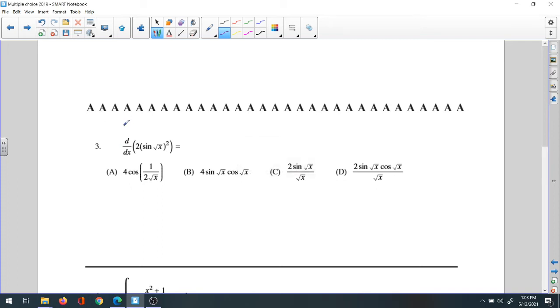Okay, we have question 3. Find the derivative of 2 sine square root of x, squared. So we're going to write the function here: d with respect to x of 2 sine square root of x, squared. It's the chain rule. You see function of function of function.